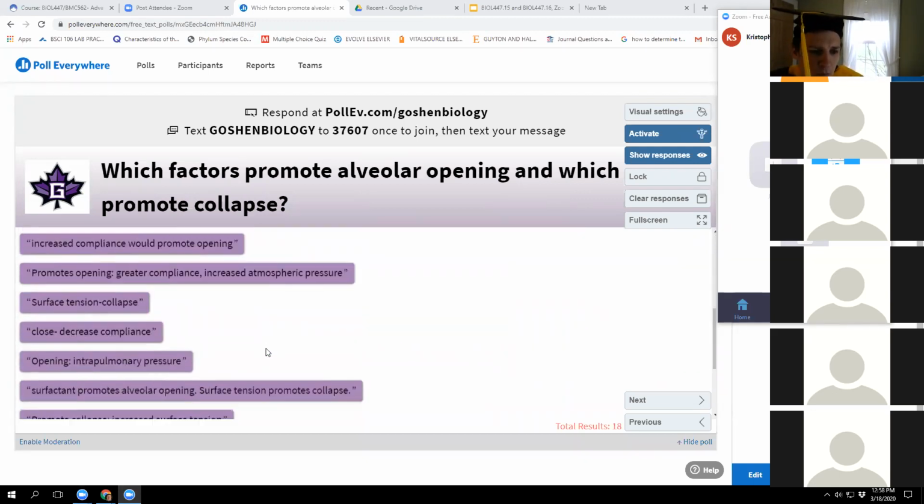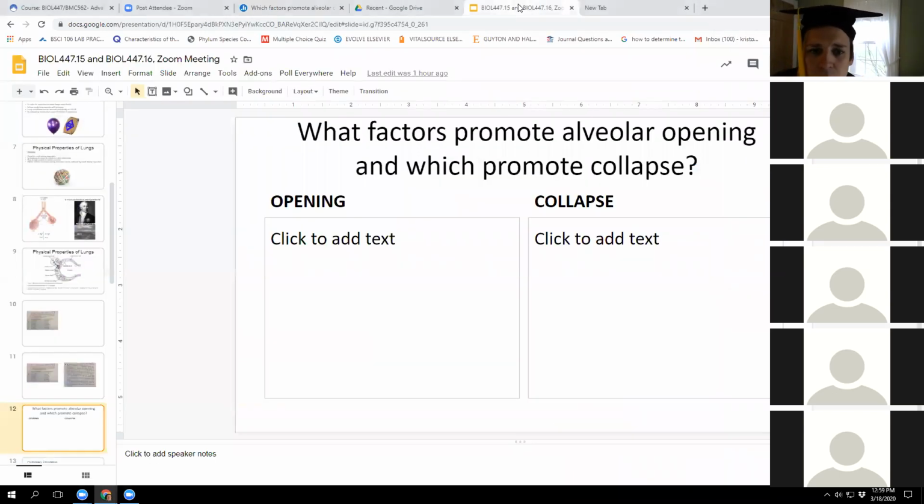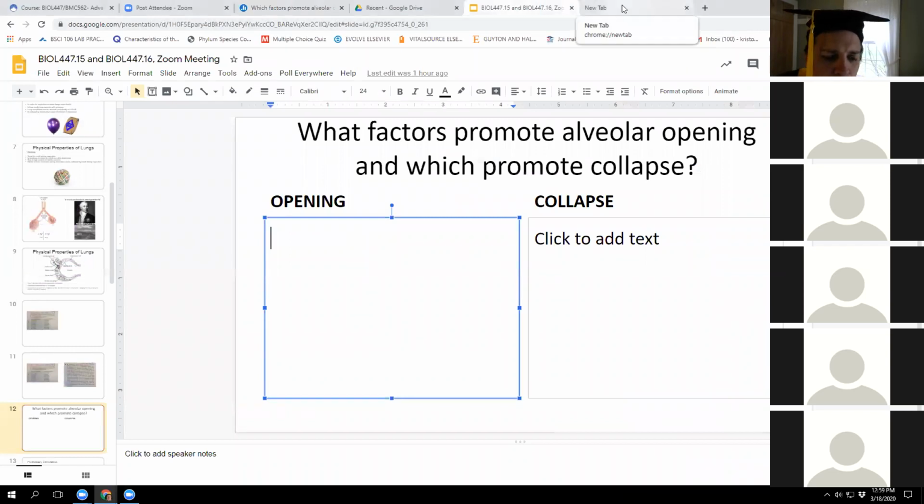So surface tension promotes collapse, intrapulmonary pressure. Someone put intrapulmonary pressure. Could that person or somebody maybe clarify that? How does intrapulmonary pressure, what does it need to be at to promote opening or closing?